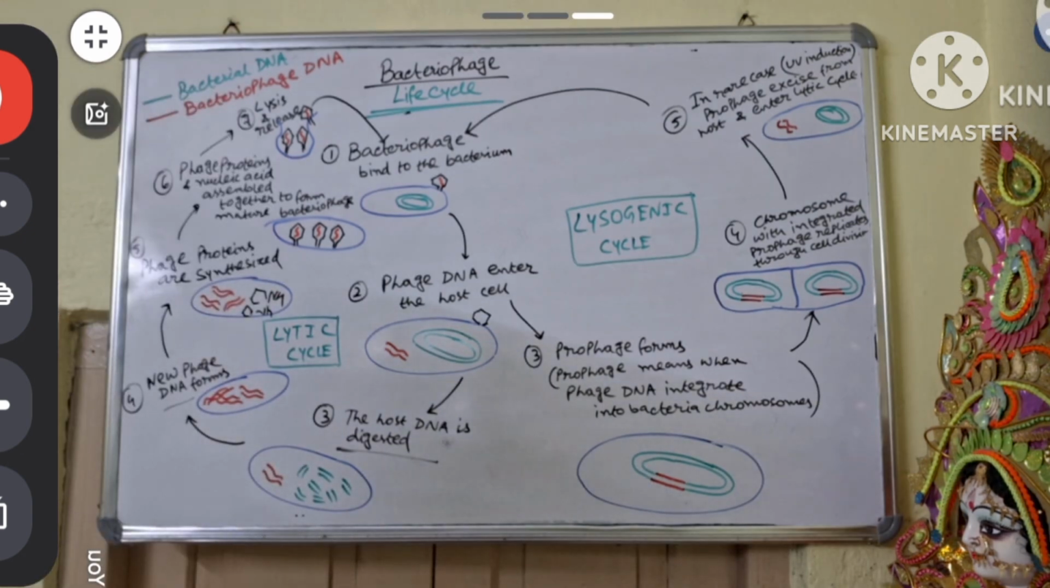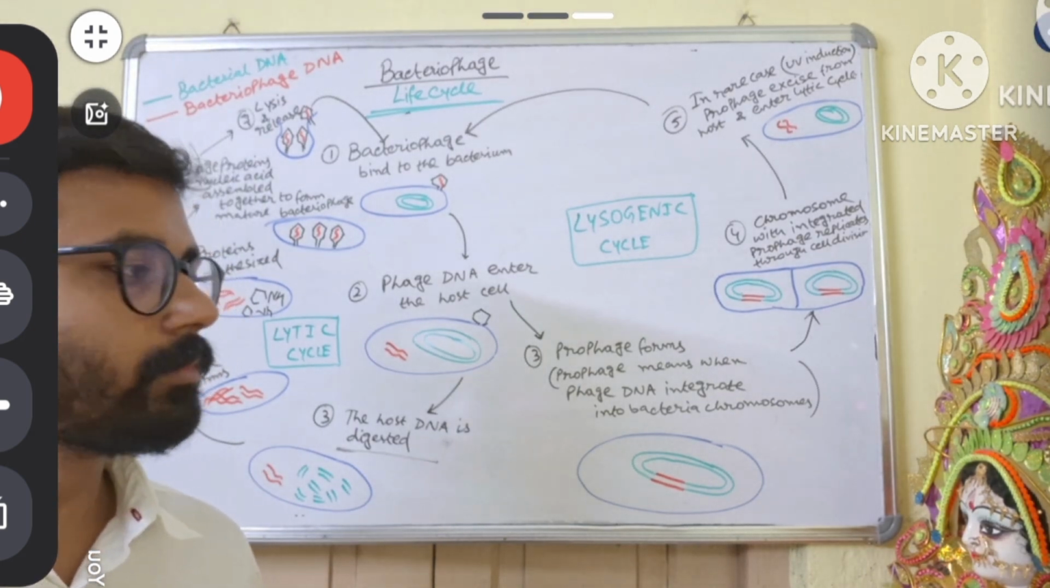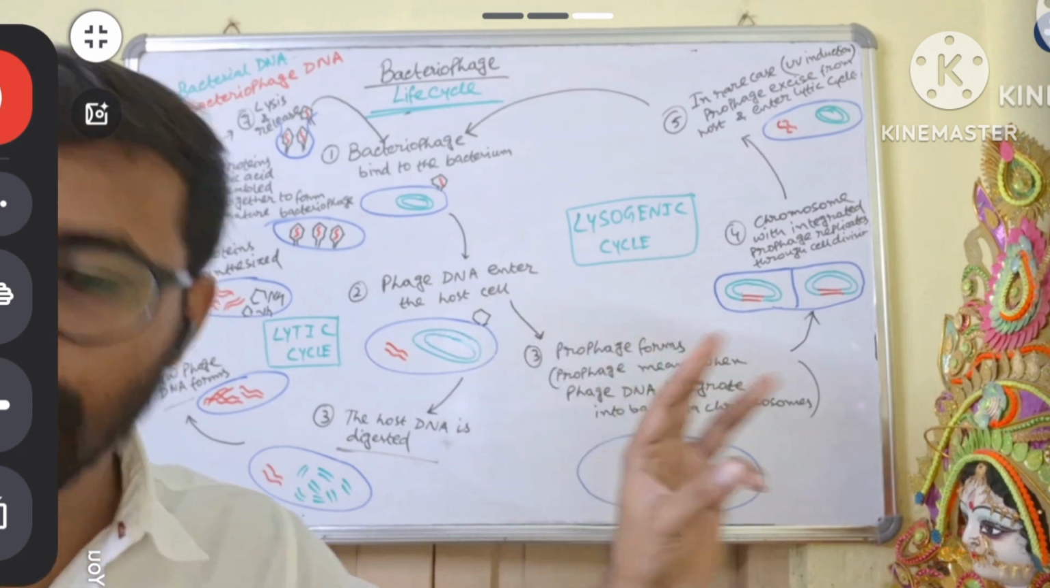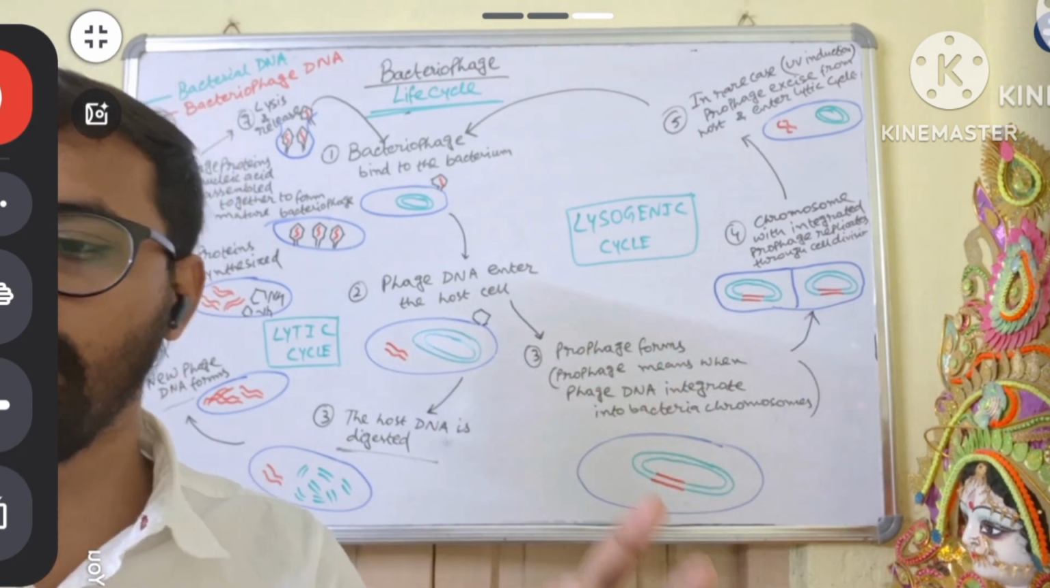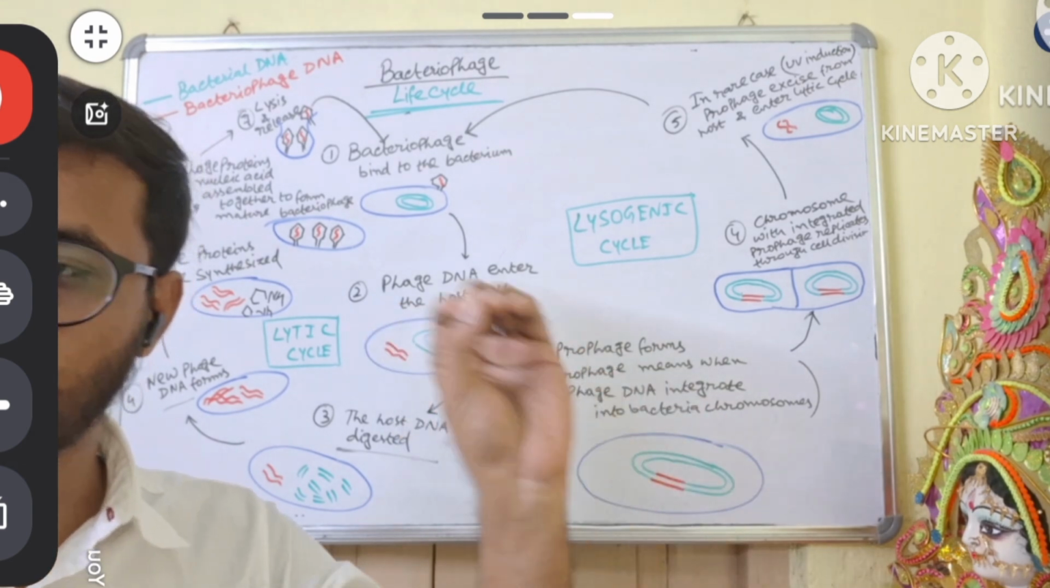So the lytic cycle and lysogenic cycle of bacteriophage are important. Any of the cycles can be given, or the question can be mentioned. Bacteriophage life cycle, just bacteriophage life cycle, 5 marks. Both life cycles will be included, lytic as well as lysogenic.